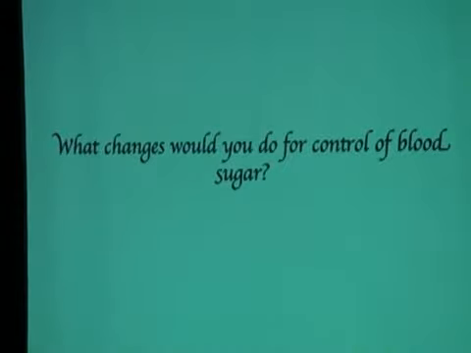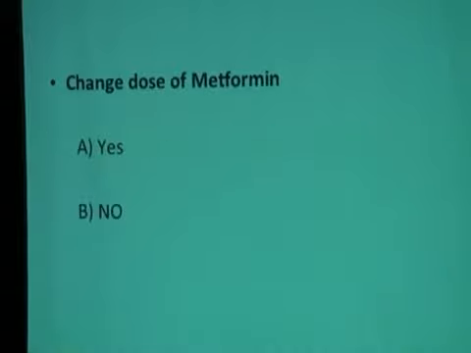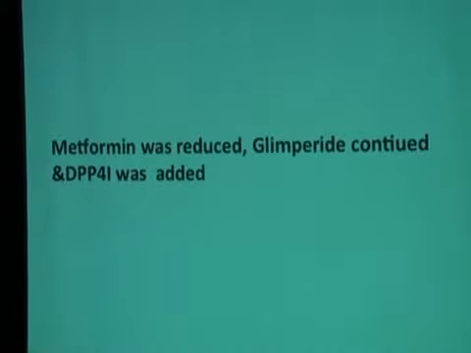And what changes would you do for control of blood sugar now? He is on metformin, he is on glimepiride, and he forgets to take the treatment, and he is uncontrolled. Change the dose of metformin? Yes or no? His GFR is 48. Metformin was reduced, glimepiride continued, and DPP-4 inhibitors were added.